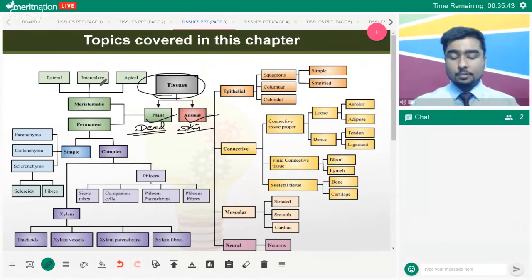Then let's divide the plant tissues into two types based on growth. Meristematic tissues are the ones which have the potency to grow, to divide, right? And we divide them on the basis of position: apical, that means on the apex; intercalary, that means in the mid; and lateral, that means on the sides.